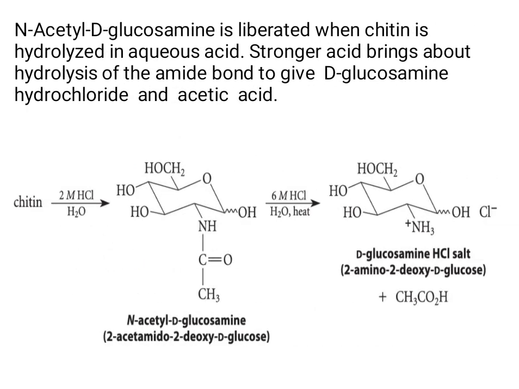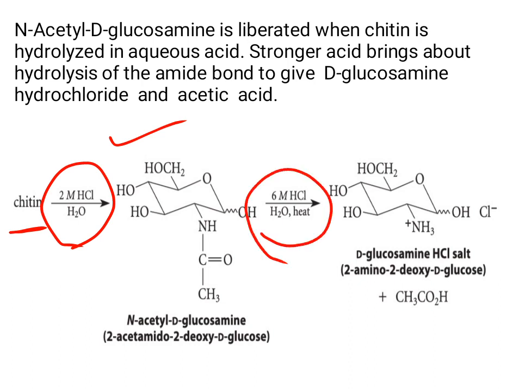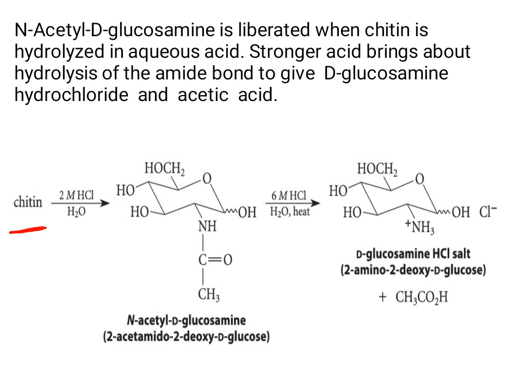N-acetyl-D-glucosamine is liberated when chitin is hydrolyzed in aqueous acid. Stronger acid brings about hydrolysis of the amide bond to give D-glucosamine hydrochloride and acetic acid. So you have taken the chitin, then you are hydrolyzing it with acid, and you will get N-acetyl-D-glucosamine, this one. If you increase the acid strength, then you will get D-glucosamine as the HCl salt, as this part will also be hydrolyzed.